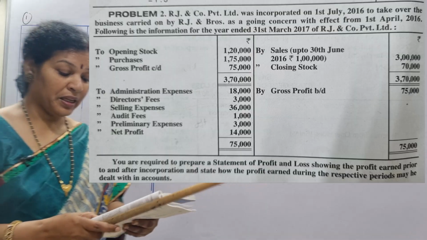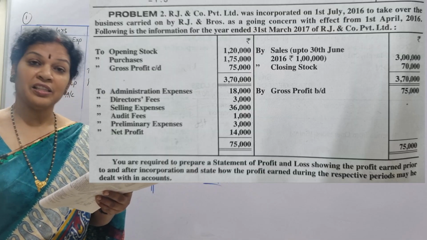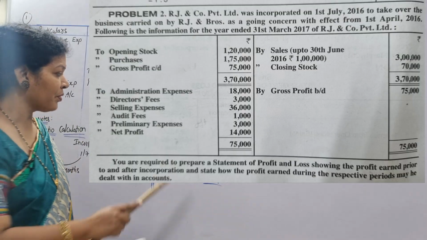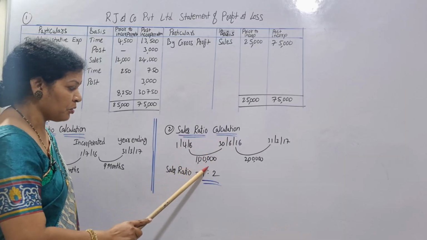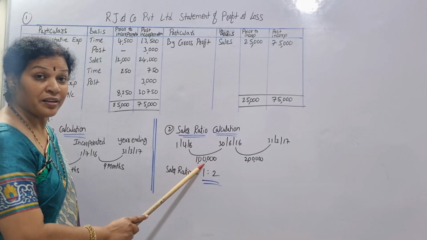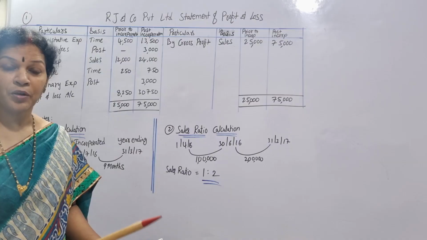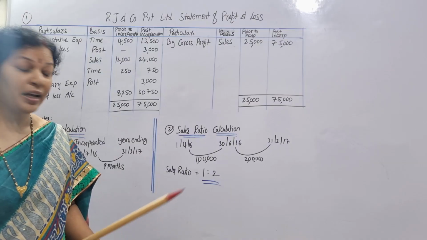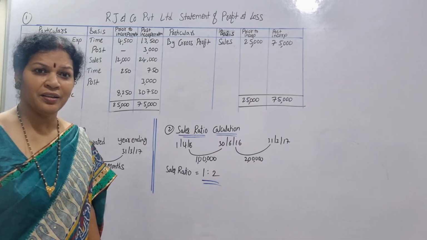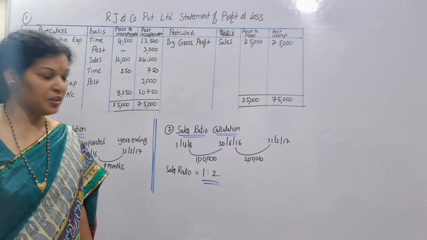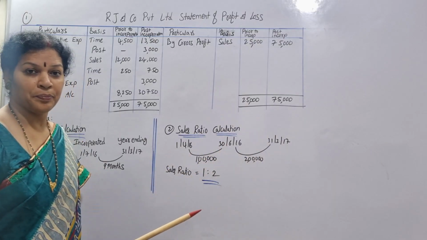Now in the problem they have said that till 30th June sales are 1 lakh. It means from this period to this period, 30th June, this is 1 lakh. Total they said 3 lakh. Out of 3 lakh, this period is 1 lakh. It means the rest of the period is 2 lakh. Understood? So this is 1 lakh and the rest of the period is 2 lakh.